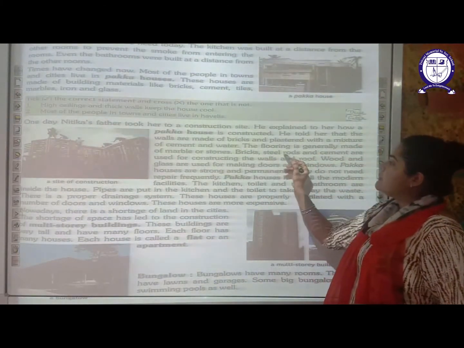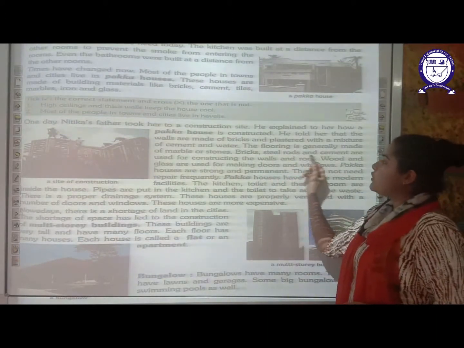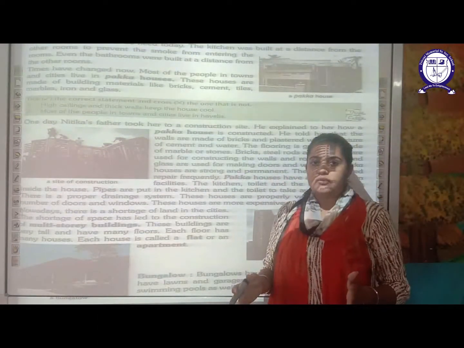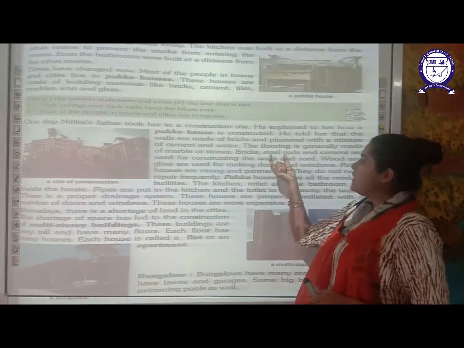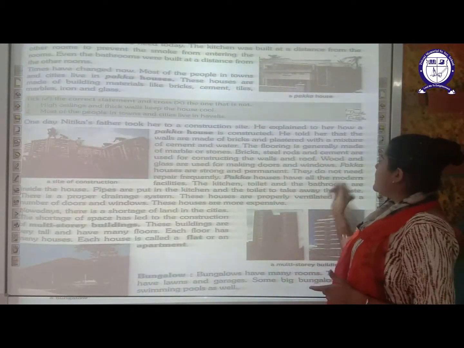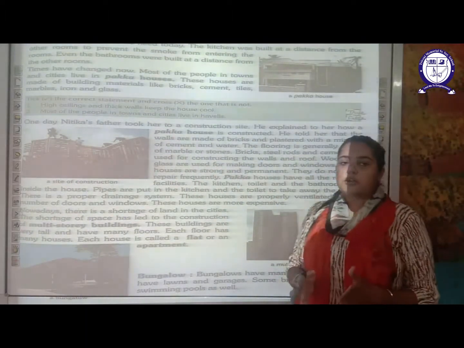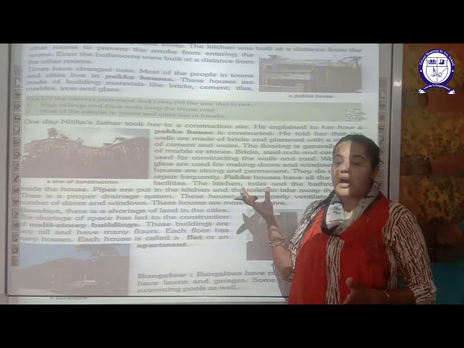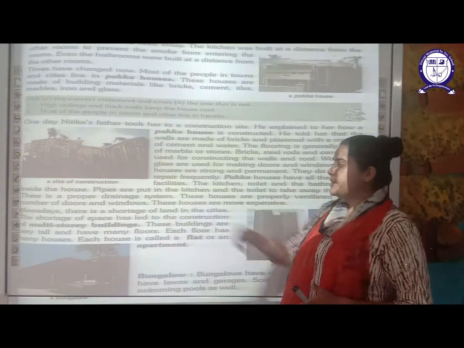Then the bricks, steel rods and cement are also used for constructing the walls and roofs. So in order to construct the walls and the roof of the pakka houses, they are using bricks, steel rods and cement. The wood and glass are used for making the doors and windows. So in order to make the doors and windows of the houses, they are using wood and glass materials.